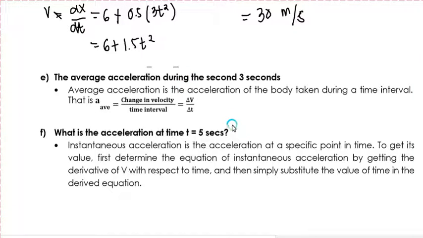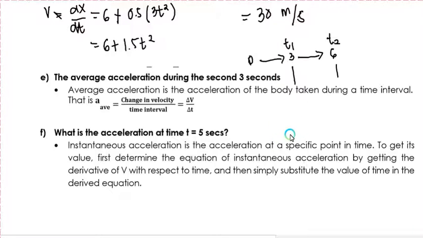The term mentioned here is during the second 3 seconds. This means that for our body, the first 3 seconds is from t equal to 0 to t equal to 3. The next 3 seconds is from 3 to 6. So the time interval we consider is from 3 to 6. So T1 is equal to 3, then T2 is equal to 6, and these are what we will substitute in our equation.